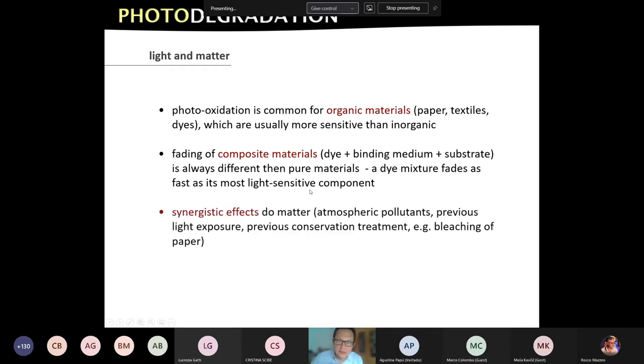And another conclusion when we speak about the mechanism of photodegradation is that light is never the single factor of degradation. There are always some other factors present, like pollutants, some chemical imperfections, and there are some synergistic effects. So the photodegradation could speed up if we have unfavorable conditions in which the object is presented or even stored.